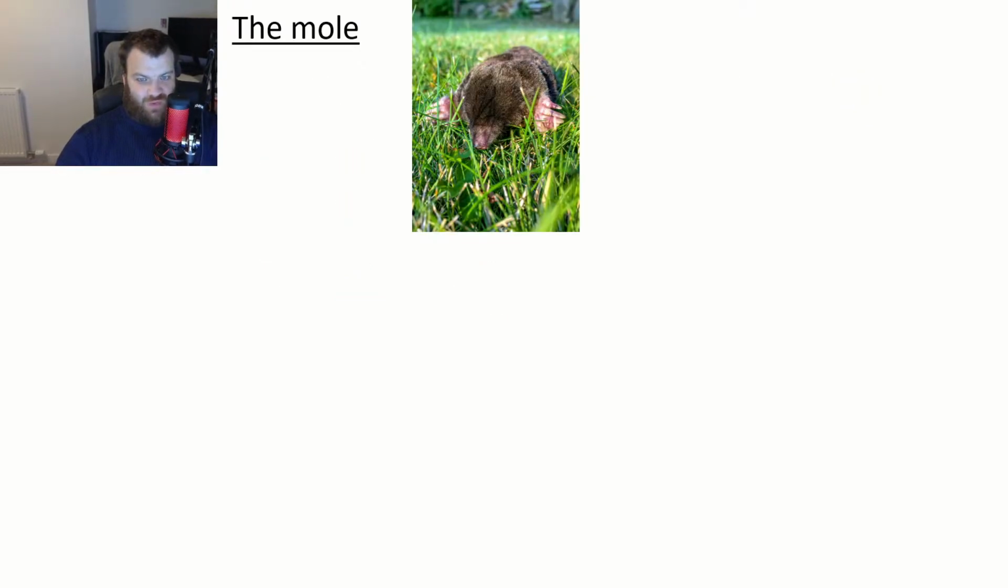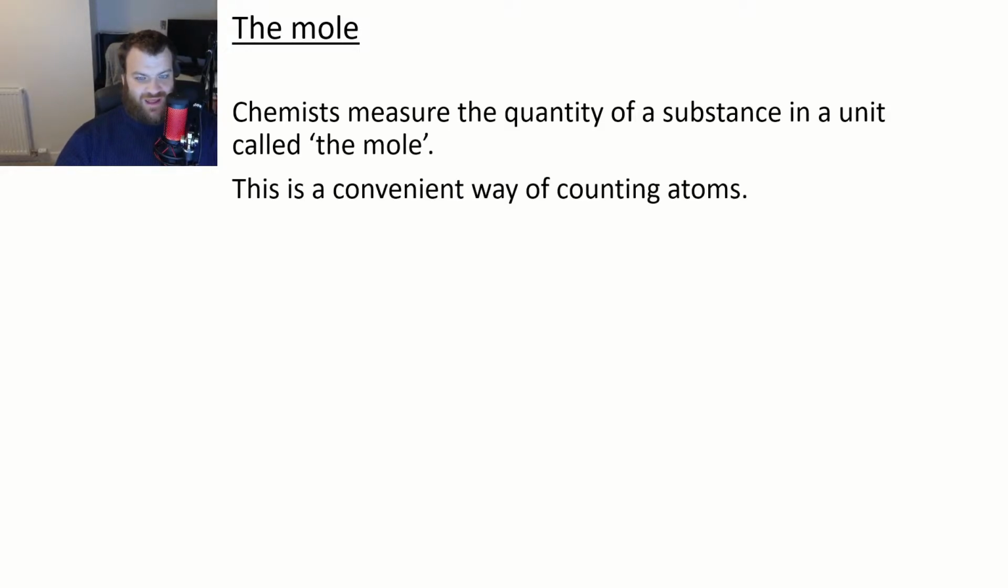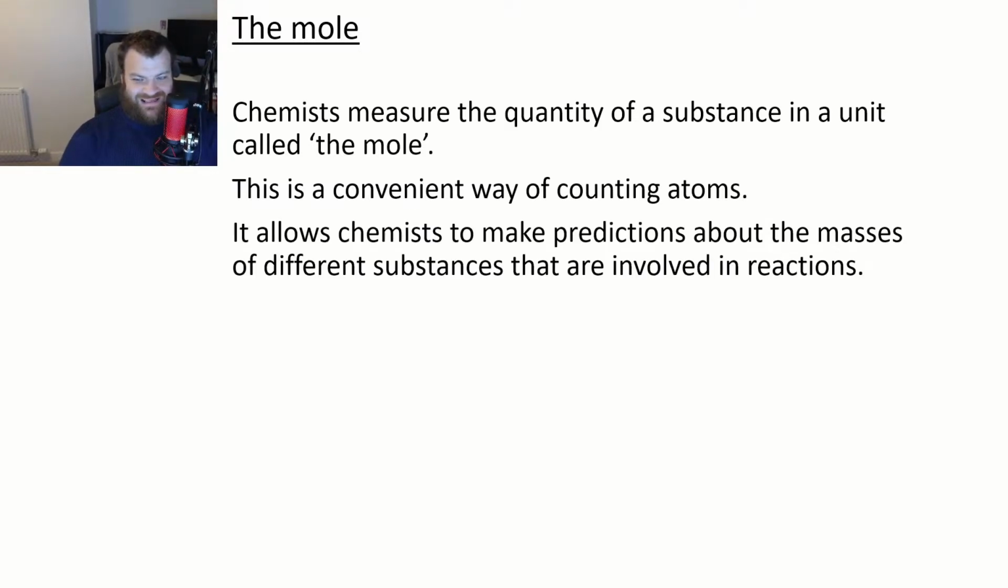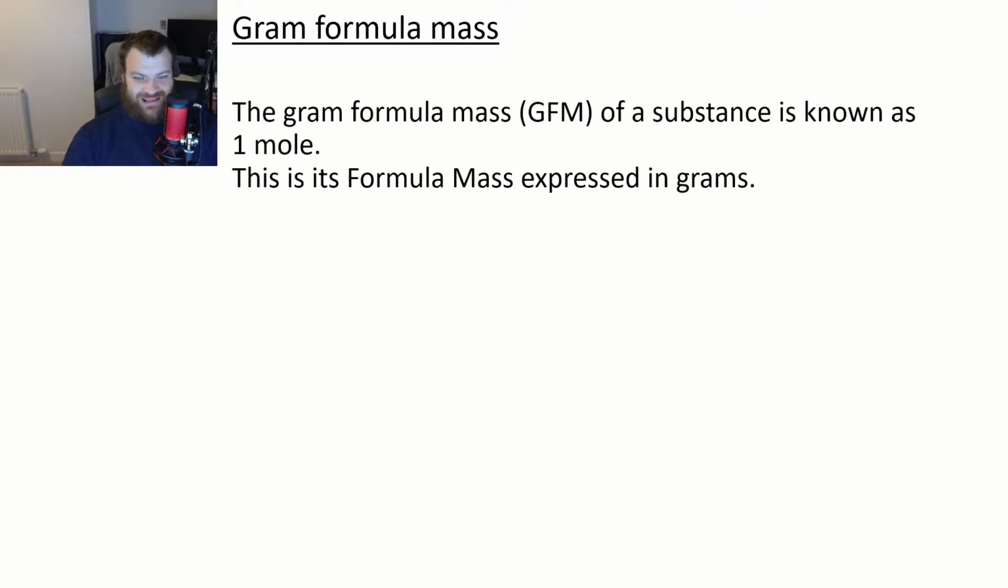Next, we're going to talk about the mole, and we're not talking about the furry little creatures. We are talking about a unit in chemistry. The mole is a way of measuring the quantity of a substance. It's a convenient way of counting atoms, and this allows us to make predictions about the masses of different substances that are involved in reactions. It leads us on to the gram formula mass, which is the version of formula mass we're more likely to be asked to use. The gram formula mass of a substance is known as 1 mole, and it's its formula mass expressed in grams.